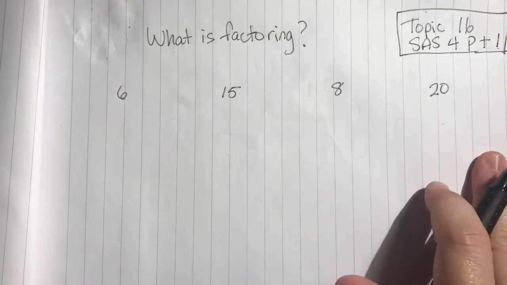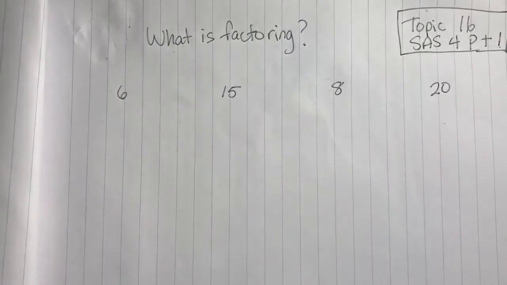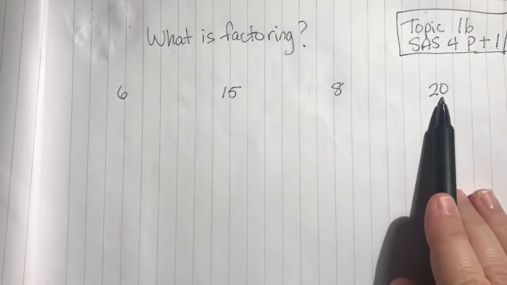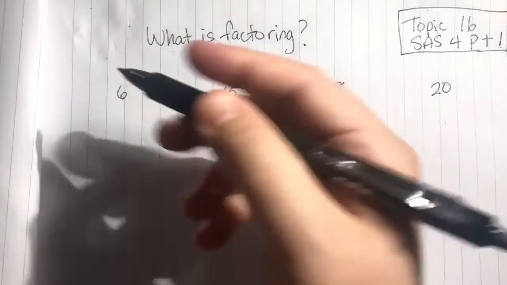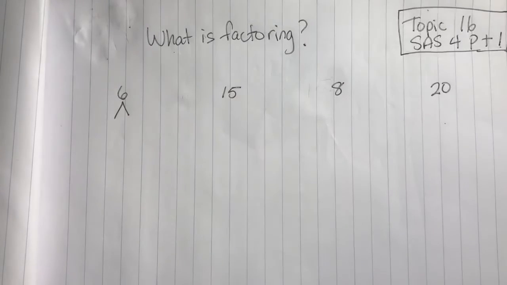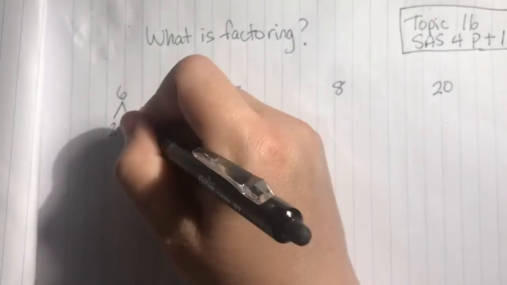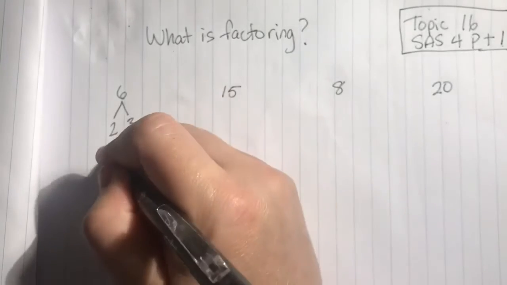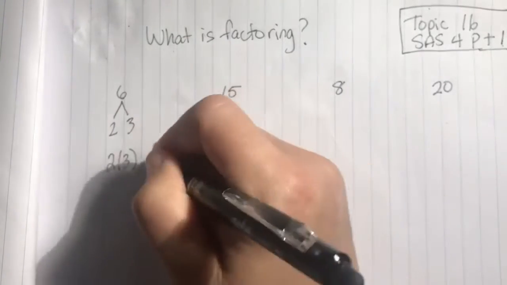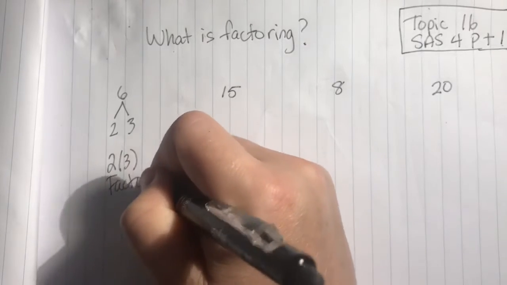And I'm just going to use simple numbers like this, 6, 15, 8, and 20. So basically, factoring is turning a number or an expression, these are actually all considered expressions, into factors. In other words, into numbers that multiply to make that expression. So, for example, if I was to factor 6, what two numbers multiply to make 6? Well, I hope you know that it is 2 and 3. So to factor 6, we would write 2 times 3. This is called the factored form.